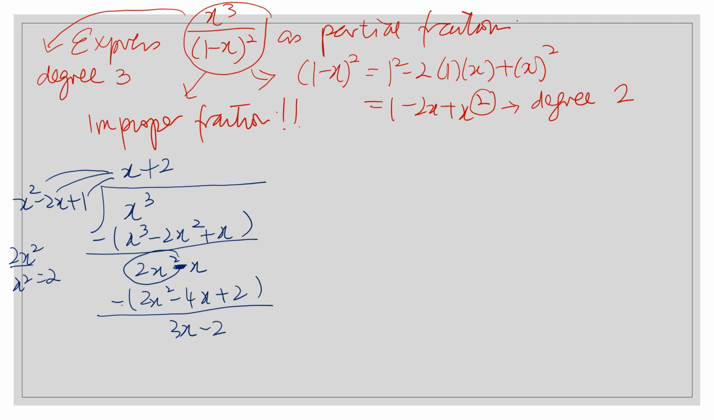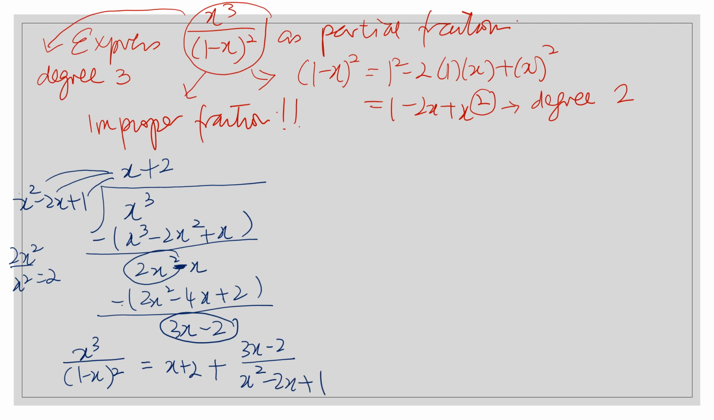So for this case, your x cubed over bracket 1 minus x to the power of 2 can be expressed as x plus 2, which is your quotient, plus the remainder 3x minus 2 over your divisor, which is x squared minus 2x plus 1. So can you see that this is a partial fraction? And this is where we're going to apply the rules that we've learned earlier. For 3x minus 2, we're going to put back our linear factors, which is bracket 1 minus x to the power of 2, a repeated linear factor.